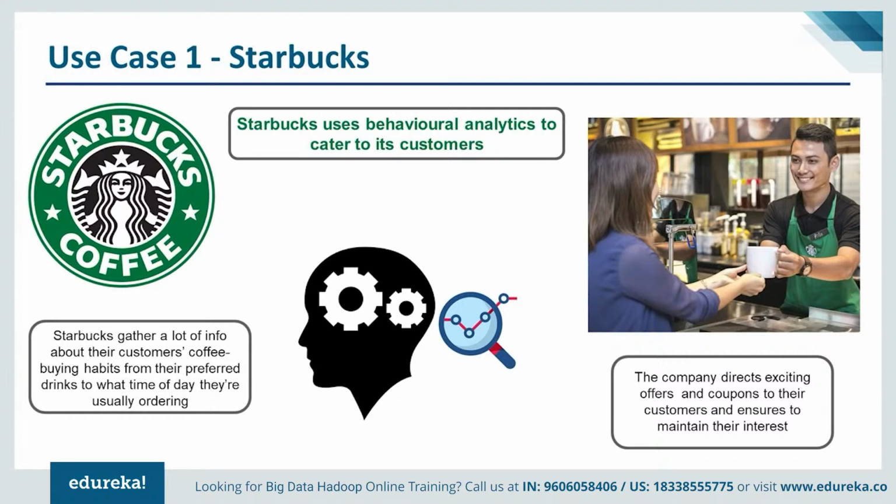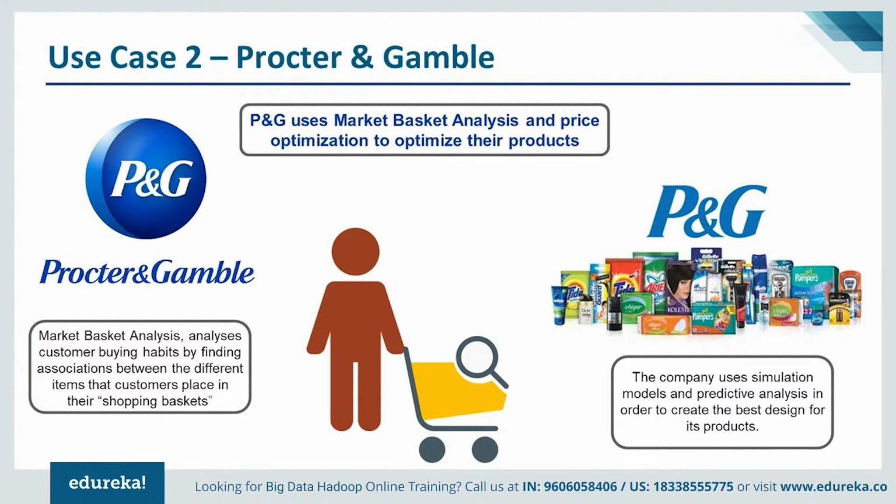Now let's move on and see what is the second use case that I want to share with you guys. The second use case is of P&G, Procter and Gamble. So Procter and Gamble uses market basket analysis and price optimization to optimize their products. So market basket analysis analyzes customer buying habits by finding associations between the different items that the customers place in their shopping baskets. So this is what exactly market basket analysis does.